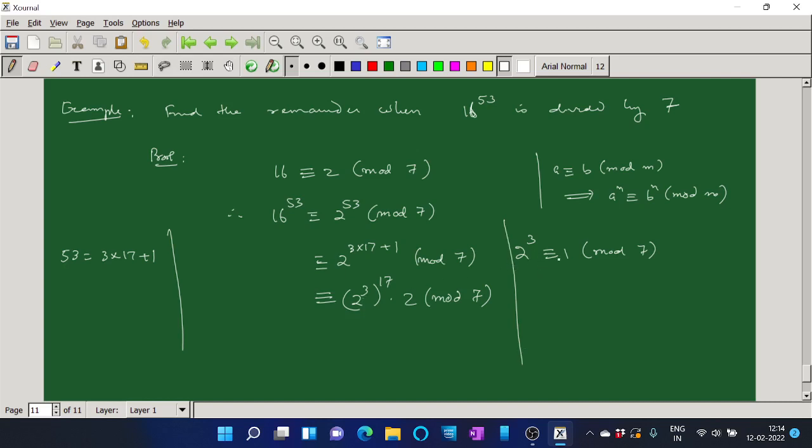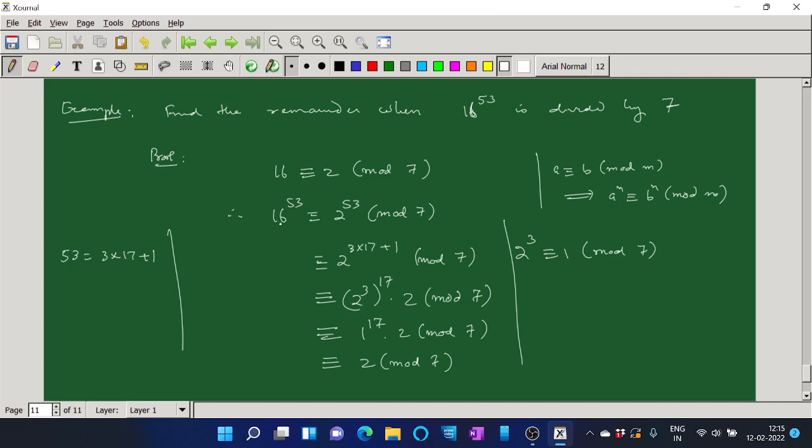But 2 raised to 3 is congruent to 1 mod 7. So this is congruent to 1 raised to 17 into 2 mod 7. And that is congruent to 1 raised to 17 is 1, 1 into 2 is 2, mod 7. So easily we got the remainder when 2 raised to 53 is divided by 7 this way. So as far as possible, you have to write this number as congruent to 1 modulo m, so that its power 1 raised to n is always 1. So it is very easy to calculate. So that is the idea behind this.